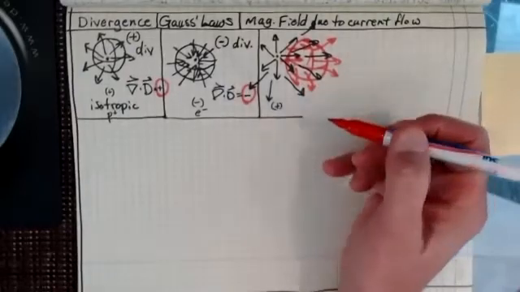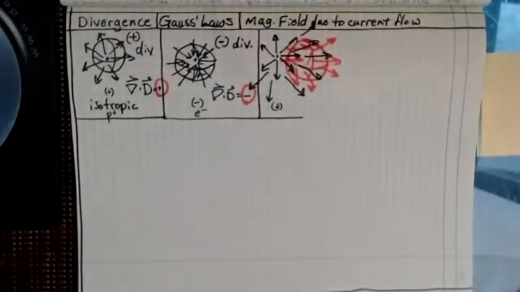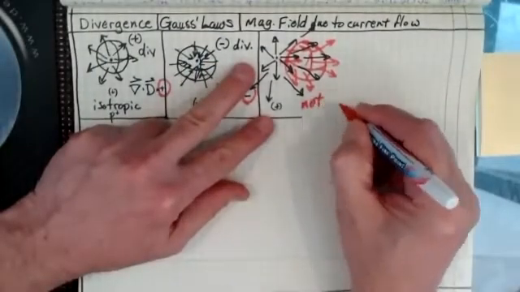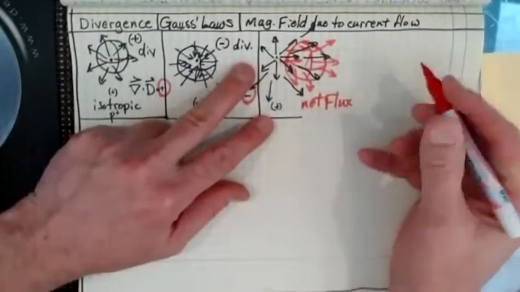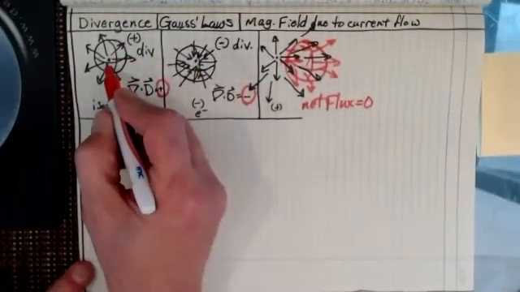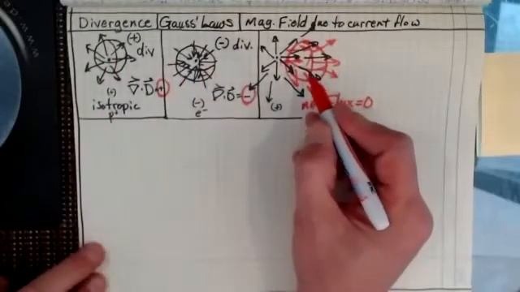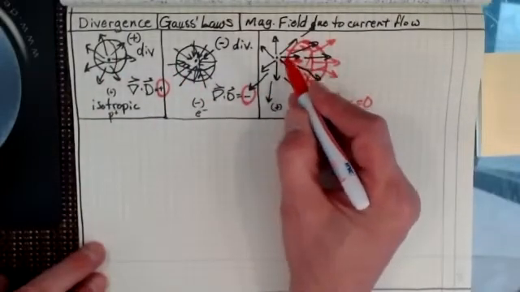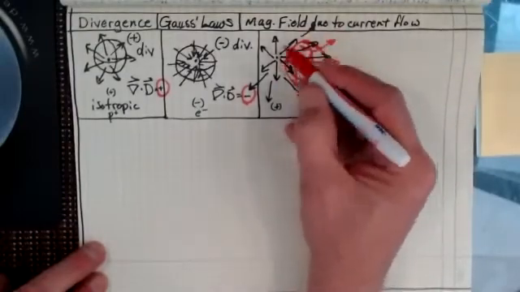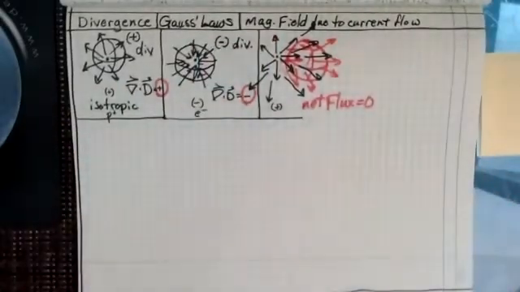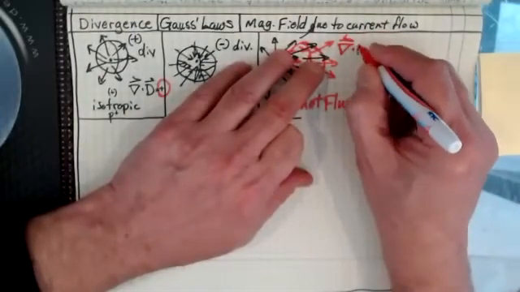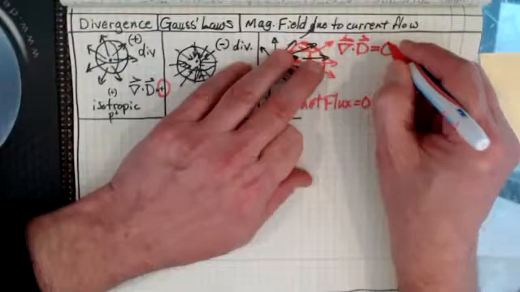So what does Gauss's law tell us? Gauss's law tells us that the net flux, let's just write that, the net flux equals 0. Now, does the net flux equal 0 here? No, it's a negative number. Does the net flux equal 0 here? No, it's a positive number. But over here, we've got the same amount of lines coming in as we have going out. So over here, I'm going to write del dot D equals 0.